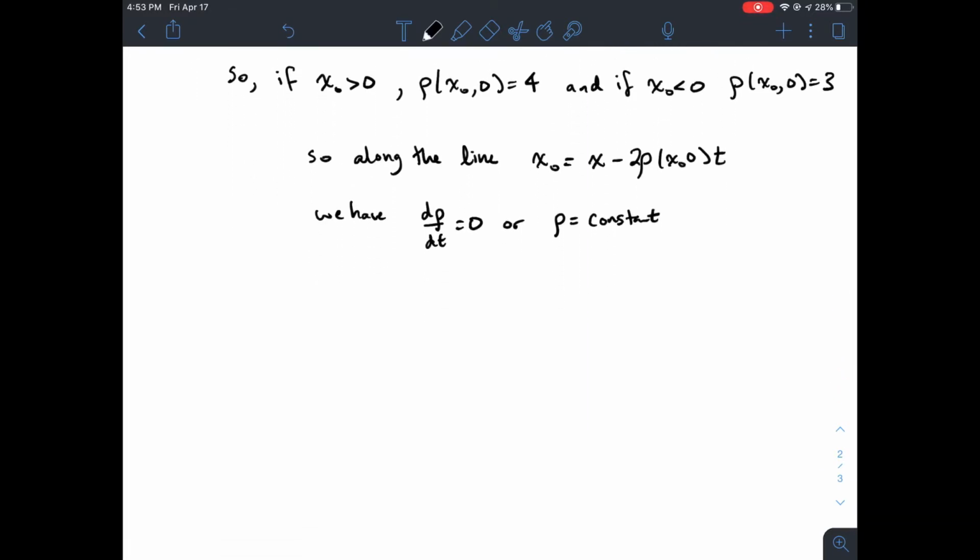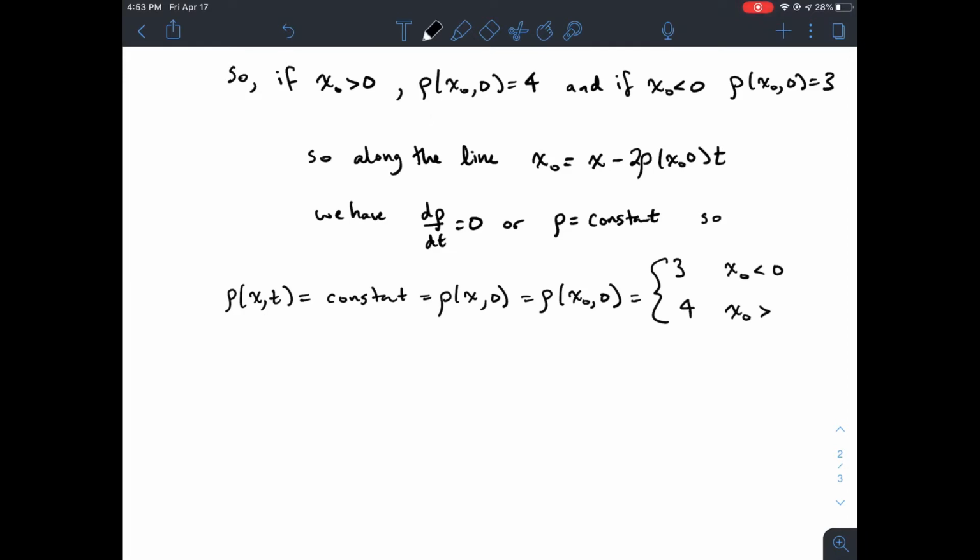Rho of x, there we go. So it's going to be the same as rho of x naught at 0, right? And then we're just going to put in what rho is. It's either 3 or 4. But now what I really want is to essentially get rid of the x naught, right? I want to put it in terms of x and t. And so using my equation for x naught, I can just put that in there.